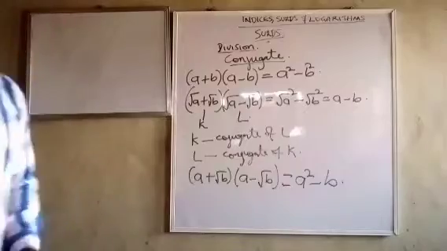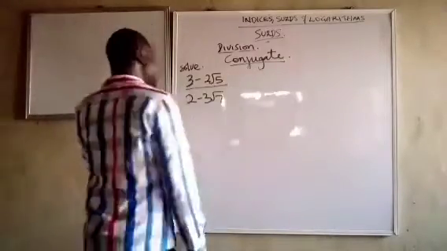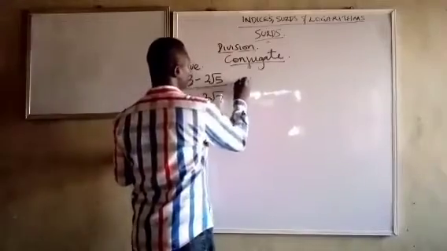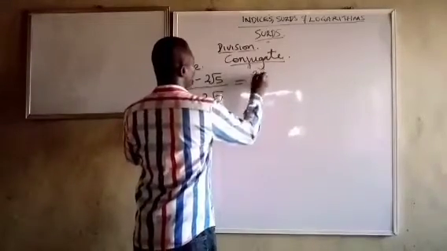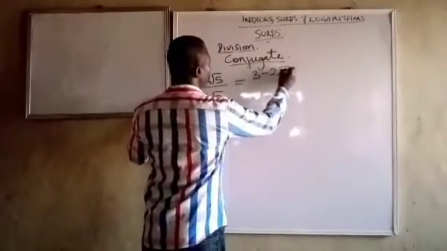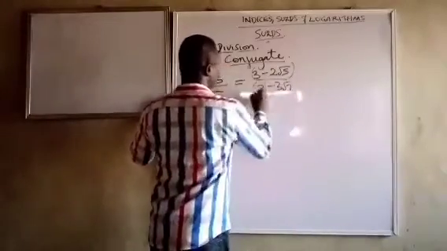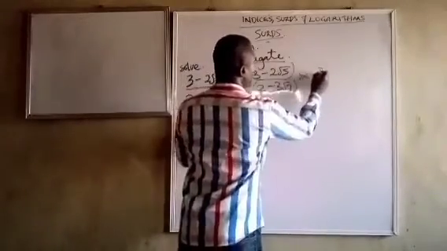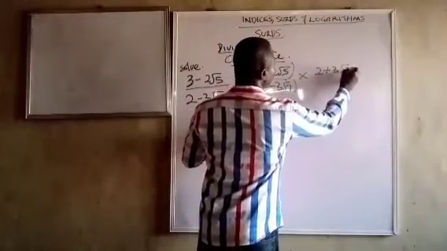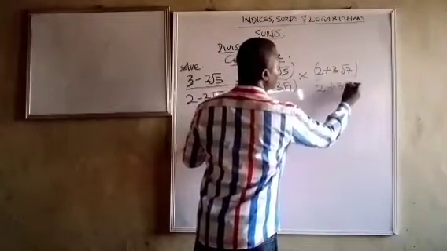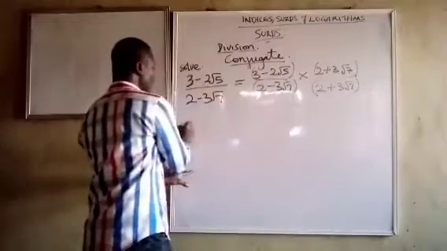Let's look at an example. Now, to solve this one, we multiply the numerator and denominator by the conjugate of the denominator. So what does that give us? It's going to be 3 minus 2 root 5 over 2 minus 3 root 7, times 2 plus 3 root 7 over 2 plus 3 root 7. And what does that give us?